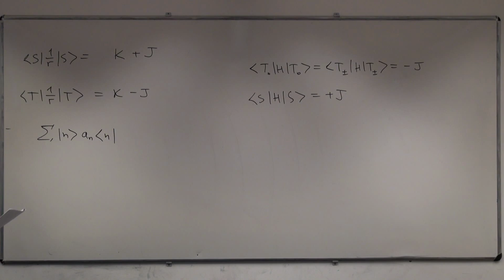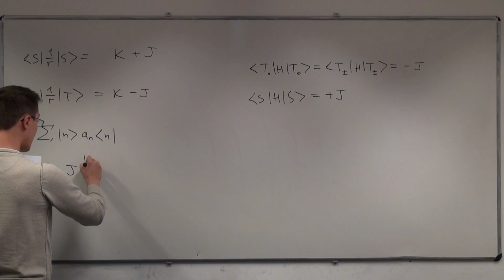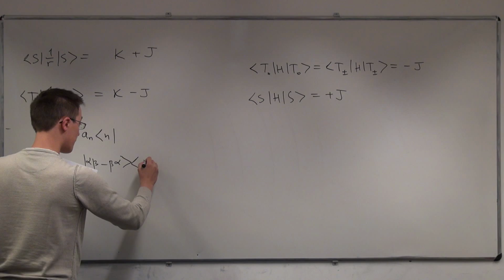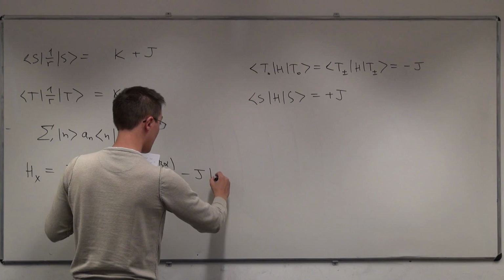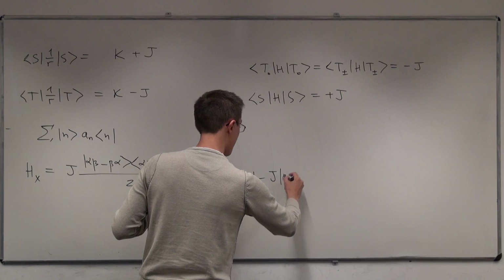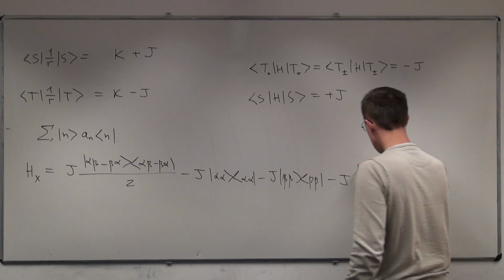And so H exchange will be equal to J, then the alpha beta minus beta alpha projector, divided by 2, and then minus J, triplet triplet, alpha alpha alpha alpha, minus J beta beta beta beta, and minus J alpha beta plus beta alpha.